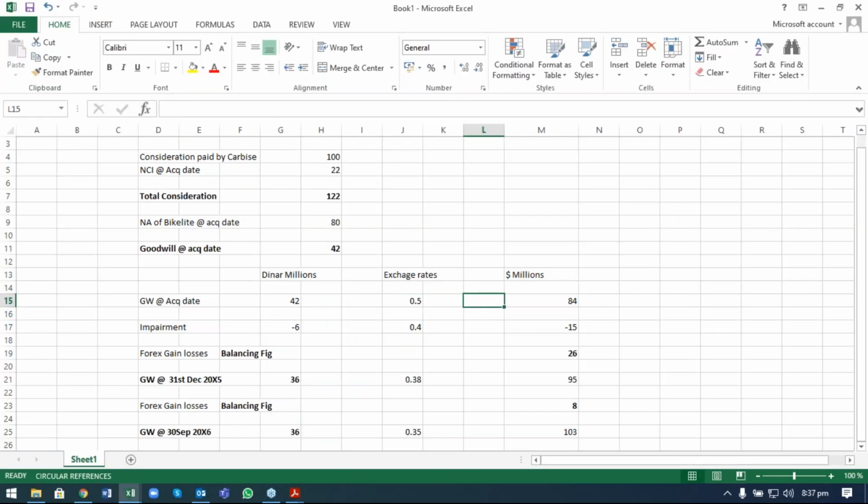right? I hope it's pretty much clear to everyone why we are going to divide this one, because the dollar value was higher and the dinar value is lower. So if these are 42 million dinars, it must end up in more dollars compared to dinars, right? That's why I have divided it.